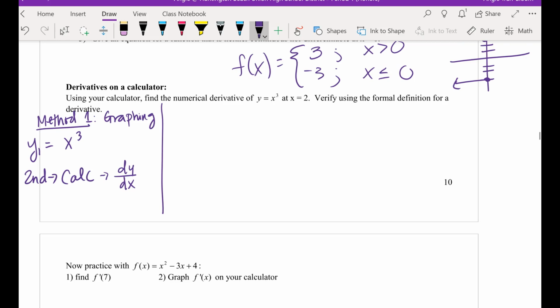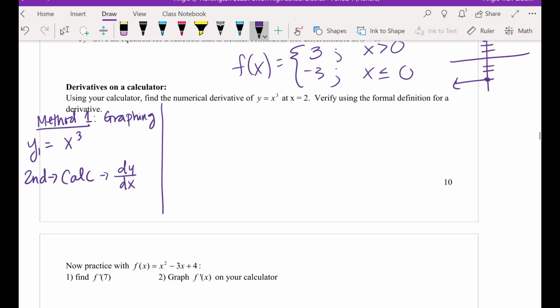Press 2. And then did it give you an answer? What's your answer? 12. Okay, I'm going to go back and do it again, so I'm not losing anybody. We did y1, plugged in the value. Is that okay? And we went second calc, to dy/dx, and then we plug in 2, just 2. And then we get, okay.